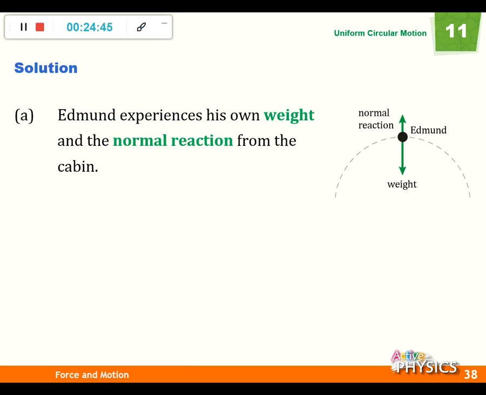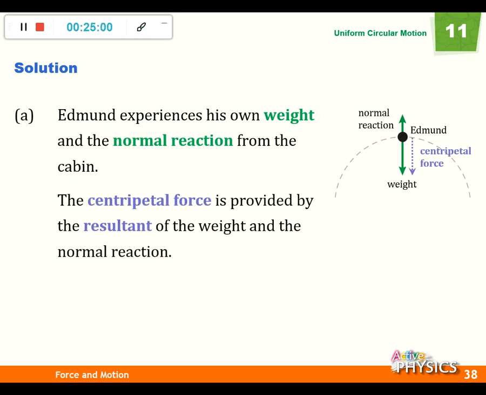But pay attention. In this case, they are not the same. In the usual case, we would think that at this position the normal reaction should be equal to the weight. We will say that they balance. But in this case, not. The centripetal force is provided by the resultant of the weight and the normal reaction. And also you can look at this figure. You can see that the centripetal force should be weight minus normal reaction. Okay, this is very important. Otherwise, if they are balanced, what will happen?